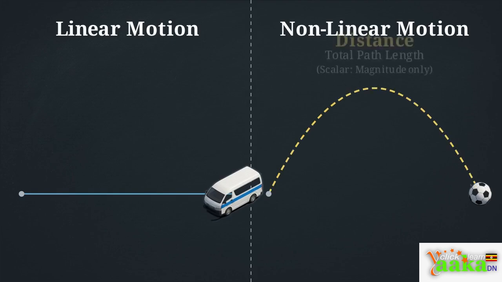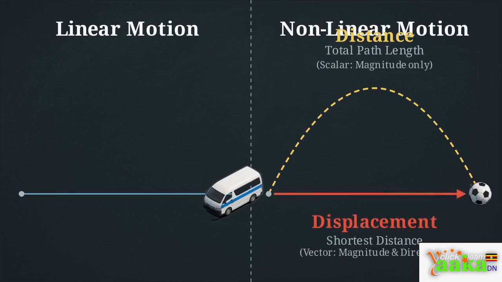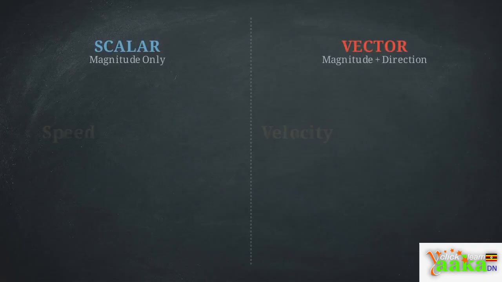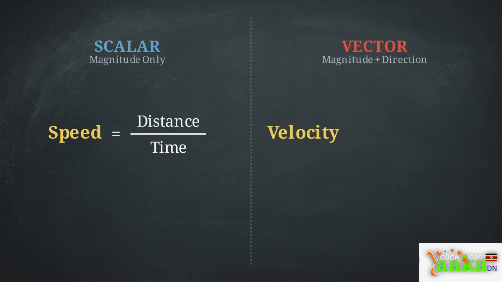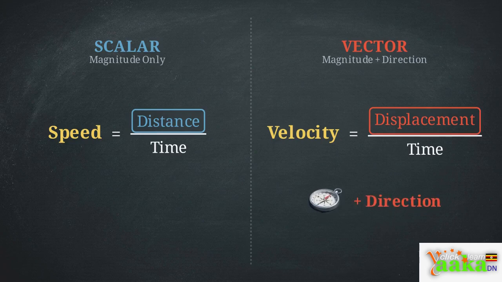Distance is the total length of the path the object covers. Displacement, however, is a vector. It is the shortest distance between the start and finish points, measured in a specific direction. This distinction affects how we measure speed and velocity. While speed is distance divided by time, velocity is the rate of change of displacement. Because it is based on displacement, velocity must always include a direction.